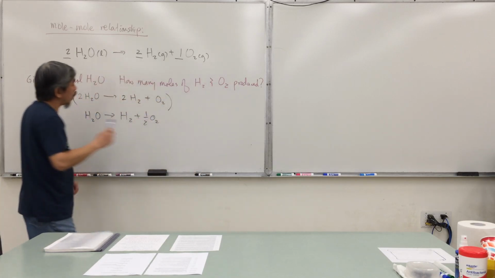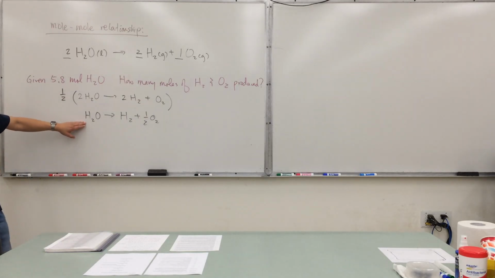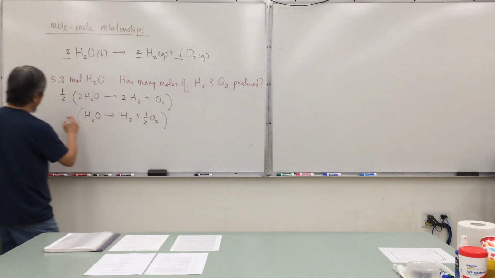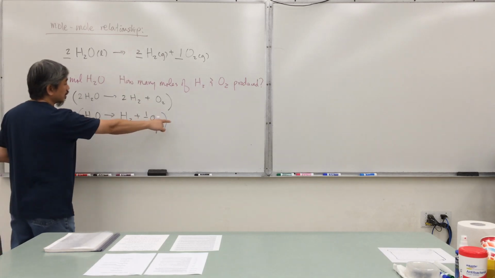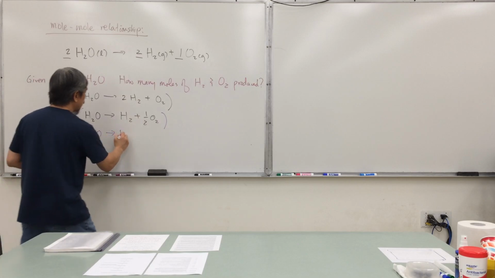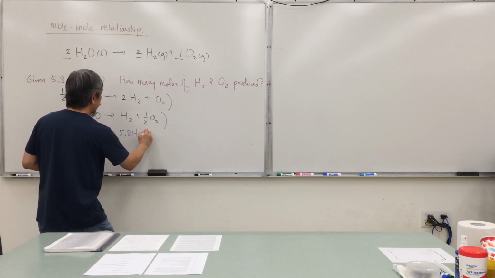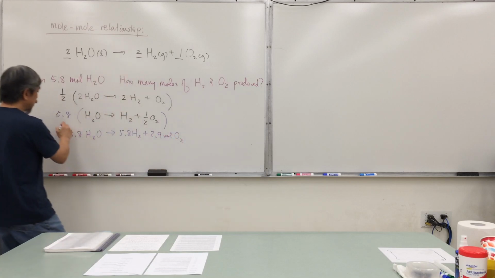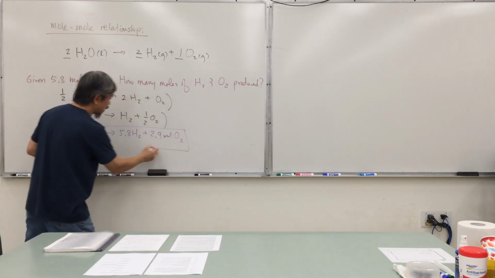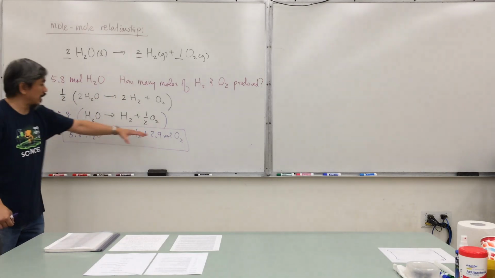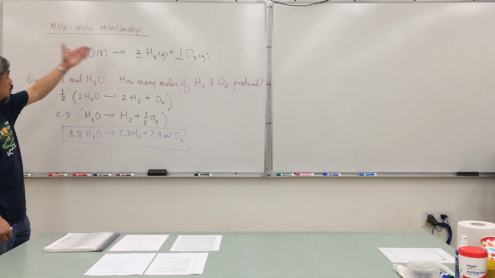Once I have that, I can say, well, I now want 5.8 moles of H2O. So what do I do? Well, I multiply this by 5.8 all the way through. So I take this whole thing again, and this time multiply by 5.8 to everything. When I do that, I end up with 5.8 moles of H2O, giving me 5.8 moles of H2 plus, in this case, 2.9 moles of O2. If you look at this, as it turns out, this is still a balanced equation. If you divide everything by 2.9, you still get back 2 to 2 to 1.